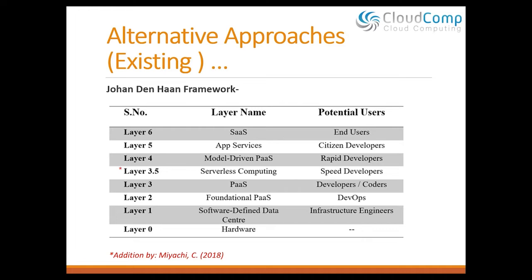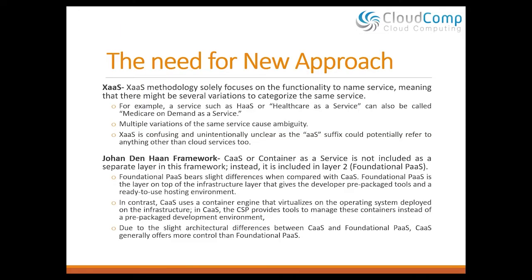Then we have model-driven PaaS, which is for rapid developers, and app services, which is for citizen developers. The normal developers are there. And then it finally ends with SaaS for normal end users. But the problem with John Denham's model is that container as a service cannot be included as a separate layer in this framework, because though it has tried to put containers in PaaS, that is actually not correct, as we all know. So what is foundation PaaS? It bears a slight difference from CaaS.